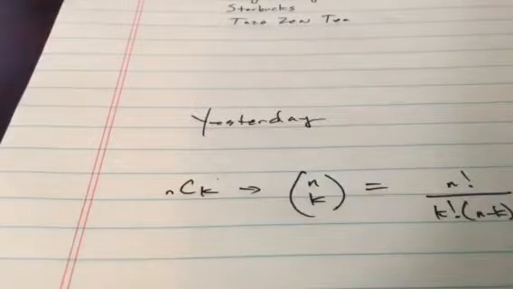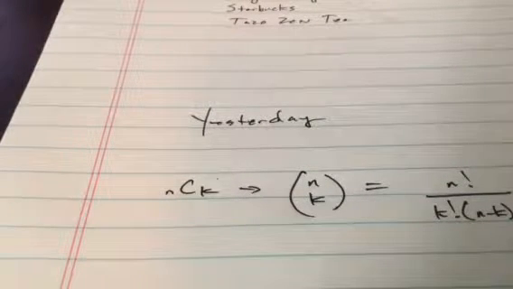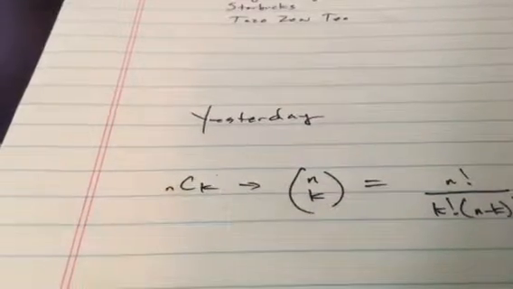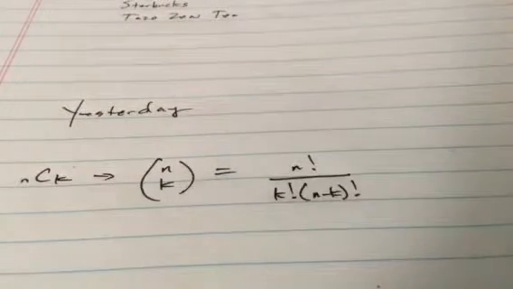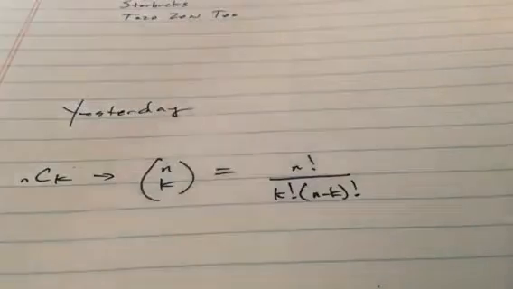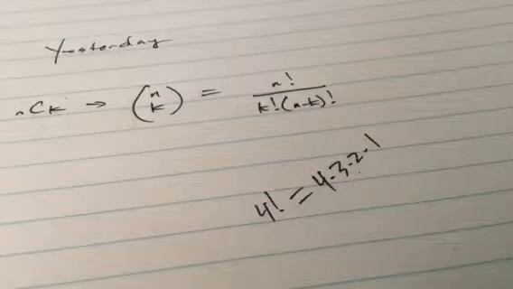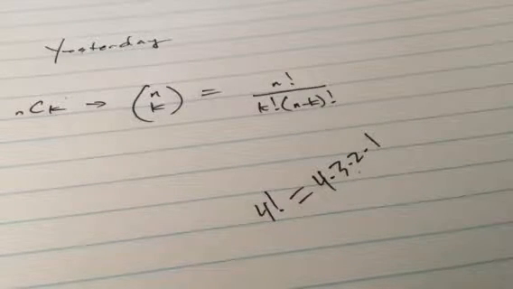Folks, the last thing you should have written down yesterday was this: a combination, the binomial coefficient n choose k, is equal to n factorial divided by k factorial times (n minus k) factorial. Just in case you forgot what a factorial is, let's say we had 4 factorial. 4 factorial would be 4 times 3 times 2 times 1. It's the product of all the whole numbers, the counting numbers, up to that number, starting with 1.